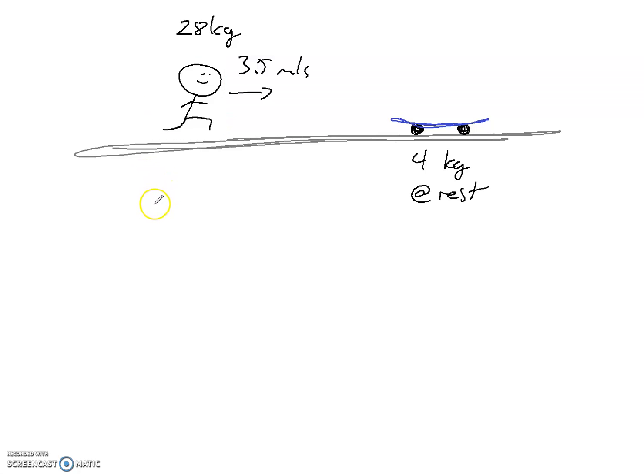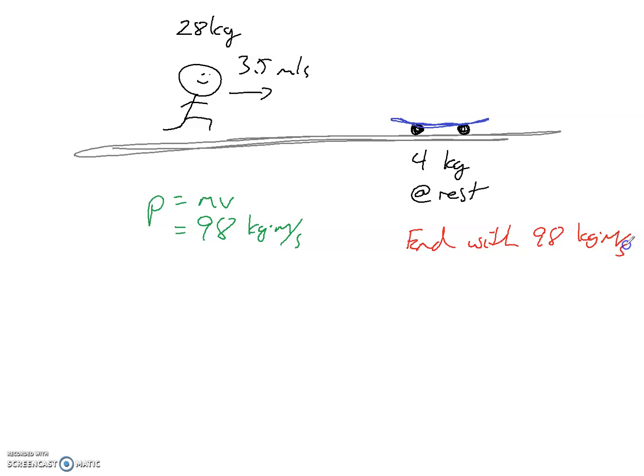So if I start by finding his momentum, just do P equals mv for the kid. We've got the 28 kilograms, so we'll times that by 3.5, and he's got 98 kilogram meters per second for momentum. Now that's the only momentum we're starting with. The skateboard over here has no momentum whatsoever because it's not moving. So if this is the only momentum we're actually starting with, this is what we have to end with. So we also have to end with 98 kilogram meters per second.